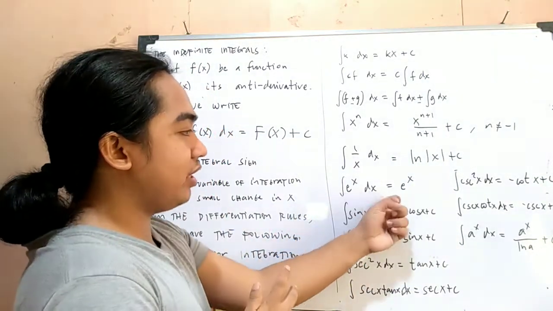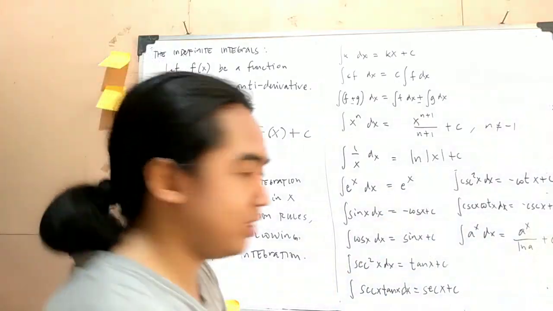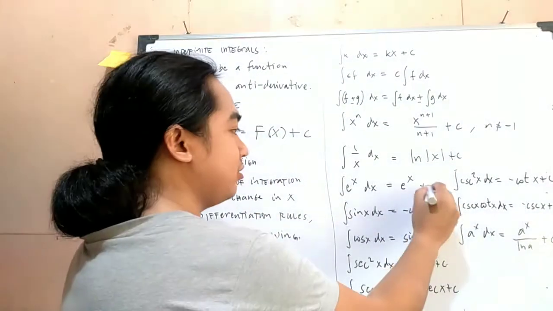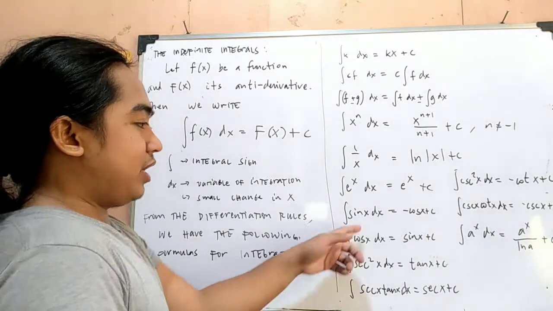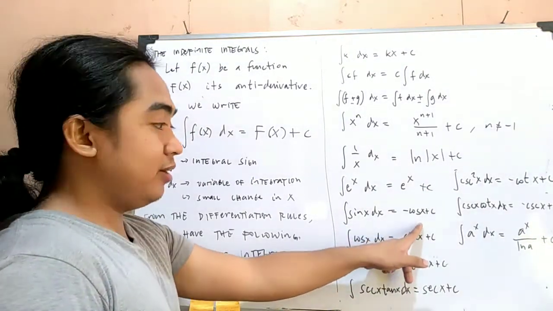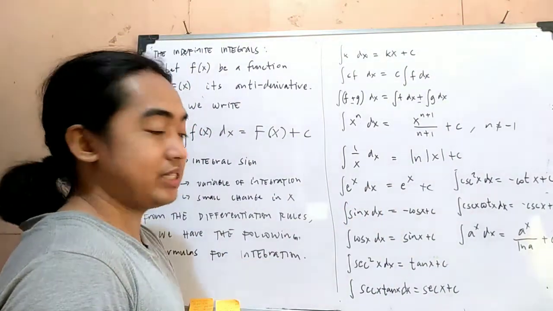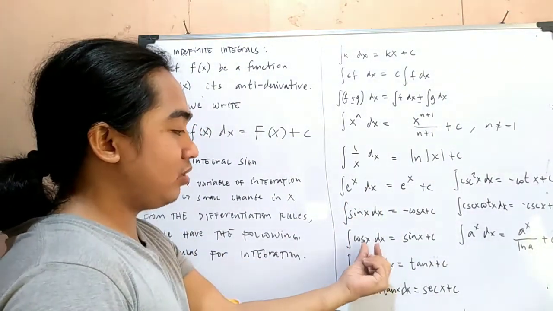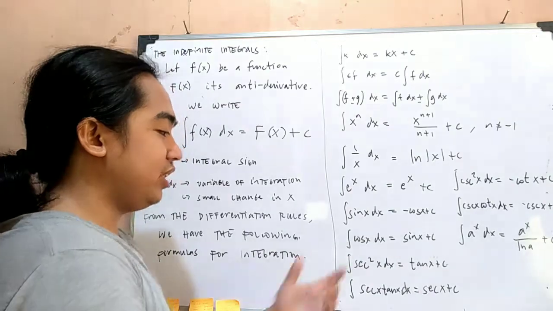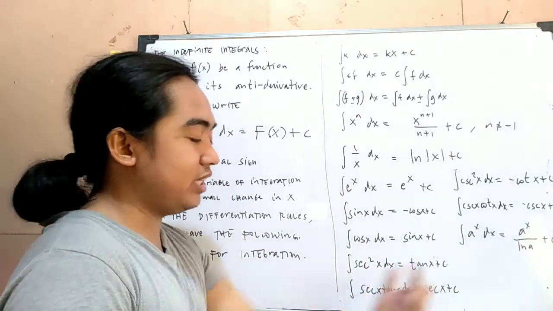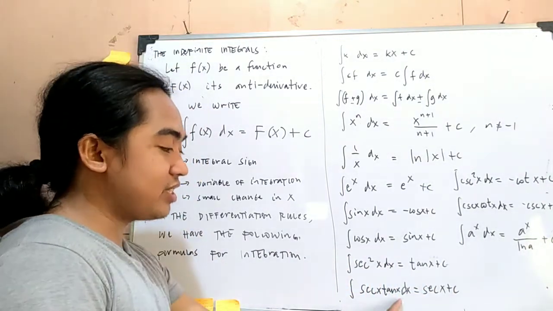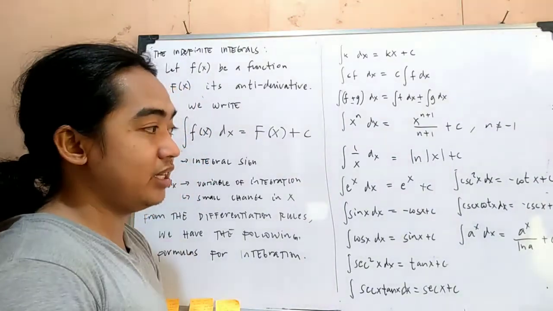Okay, integral ng e to the x, syempre sarili niya lang. Again, plus c, huwag kakalimutan yung plus c. Integral of sin x dx is negative cosine x. Again, to check, i-derivative nyo to, dapat makarating kayo dun sa sin x. Next, derivative naman ng cosine x, nanggaling siya sa sin x. Integral ng secant squared x is tangent x. Integral ng secant x tangent x is secant of x plus c.